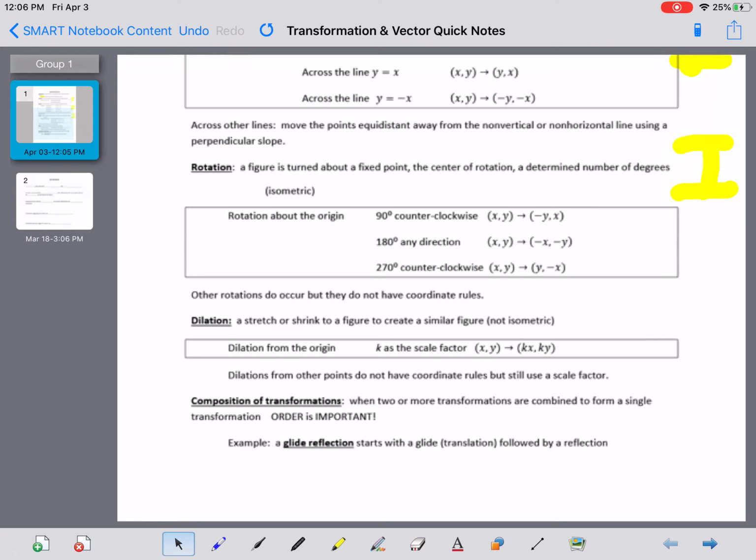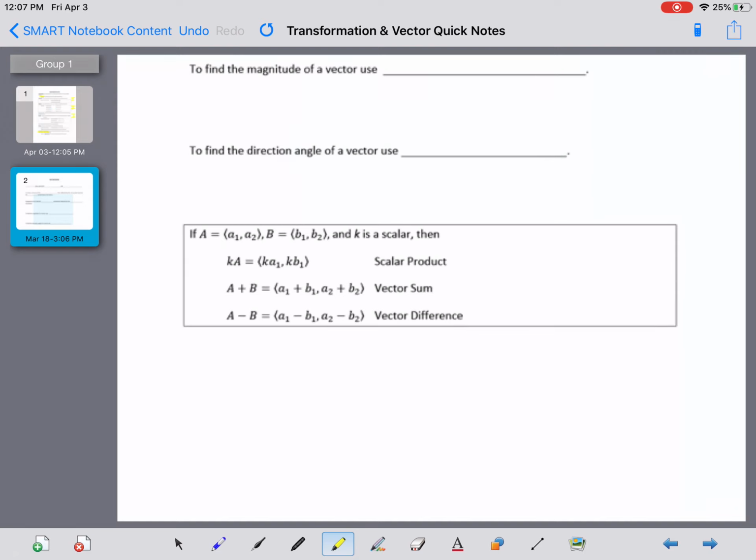So remember, when we do a composition of transformations, as long as the transformations included are isometric, then the composition of them is also isometric. So that was the beginning of the chapter. Let's flip the paper over because we have blanks on the back, and let's talk about this vector stuff we've been doing.